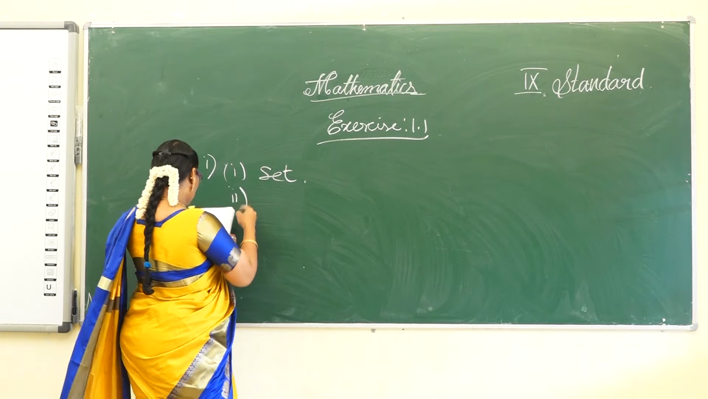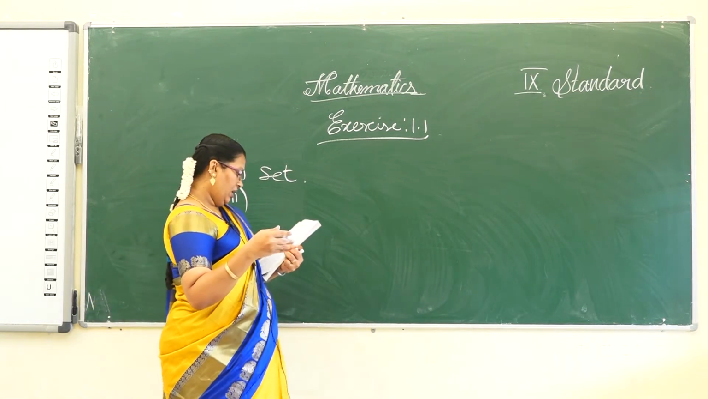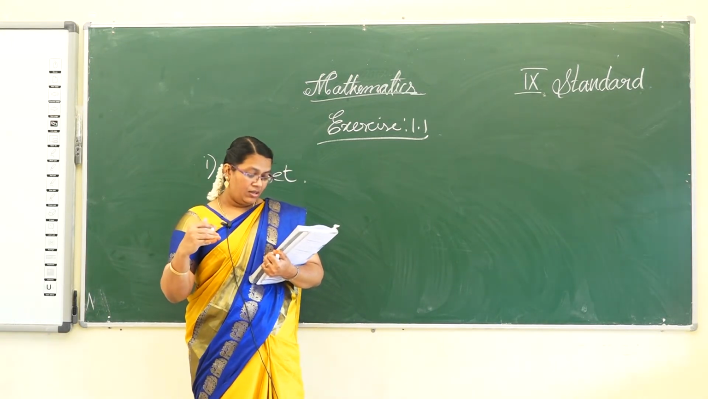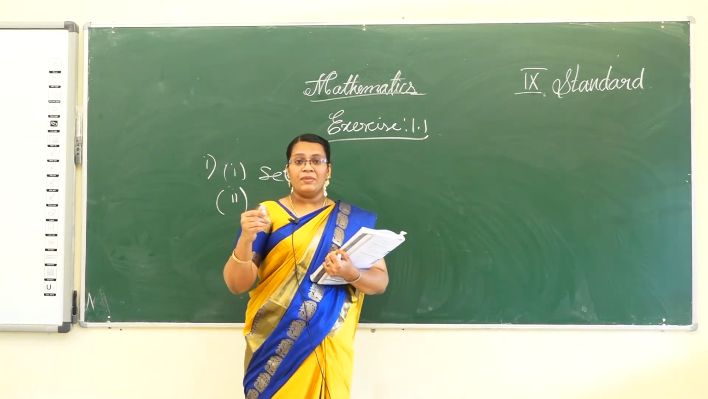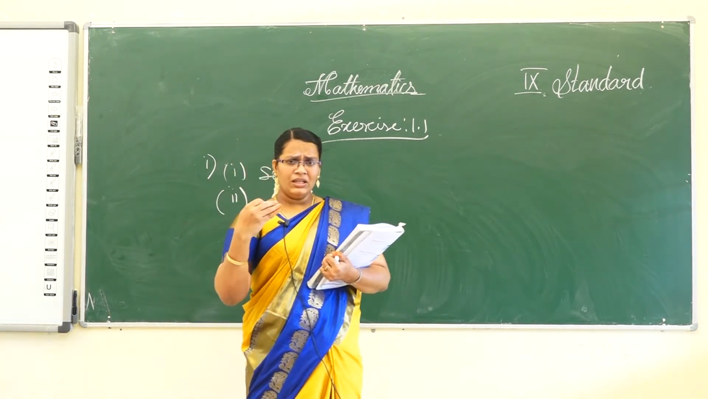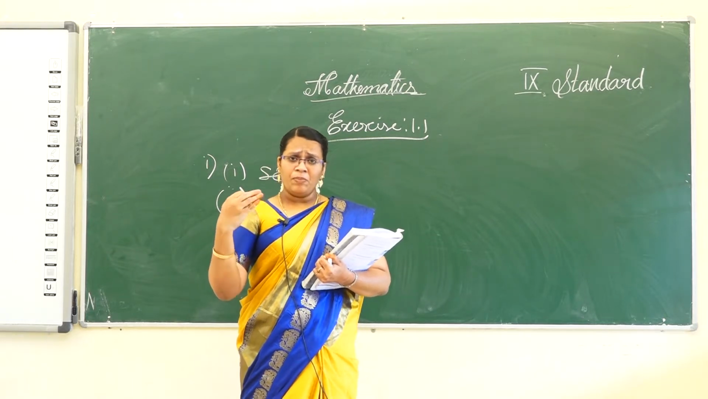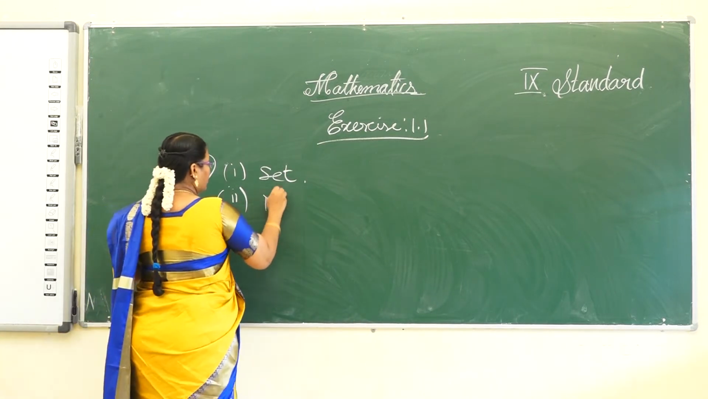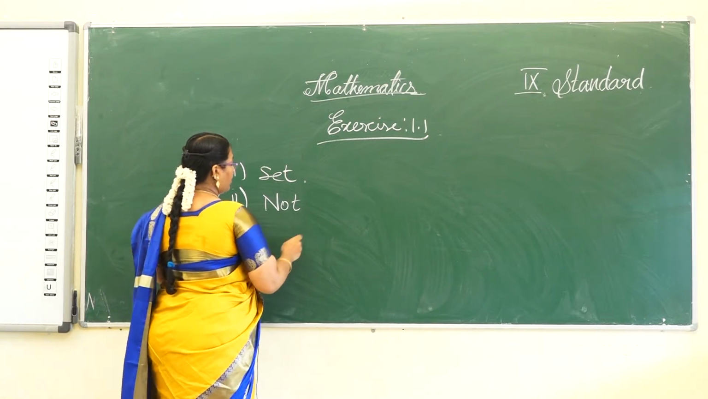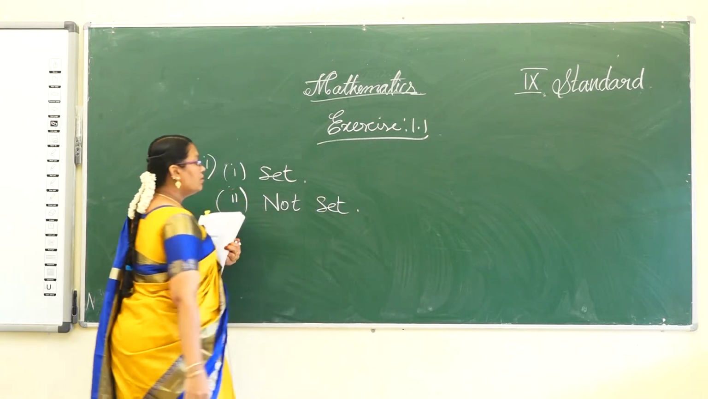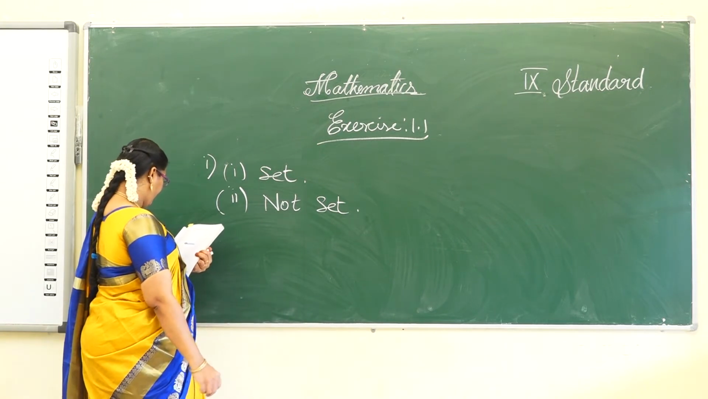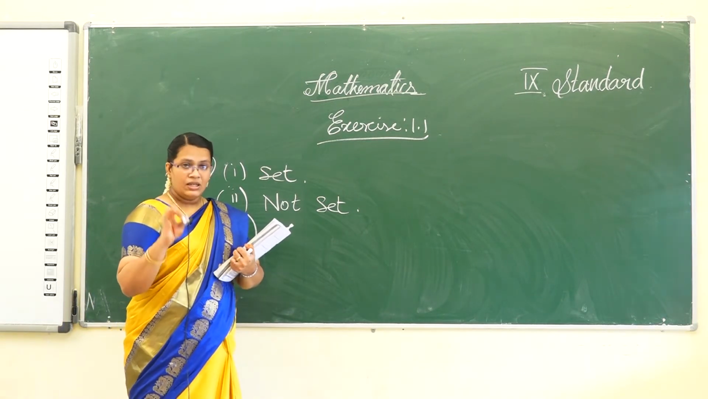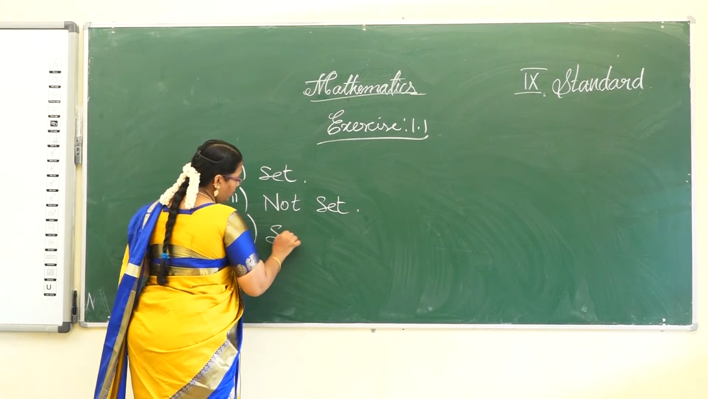And second one, the collection of rich people in India. So it's not a set because I might consider some people to be rich, but you may not. So not a set. And next, third one, the collection of all the rivers in India. It's a set, well-defined objects. So it is a set.